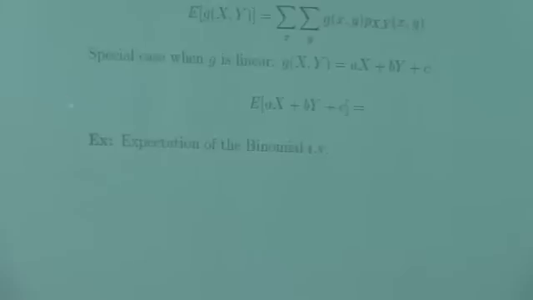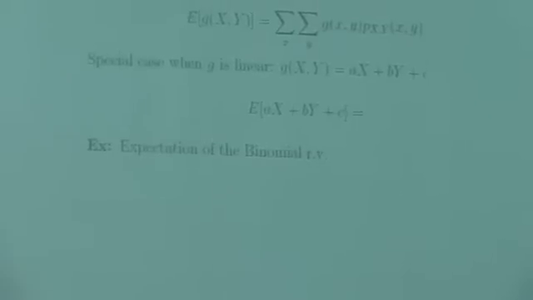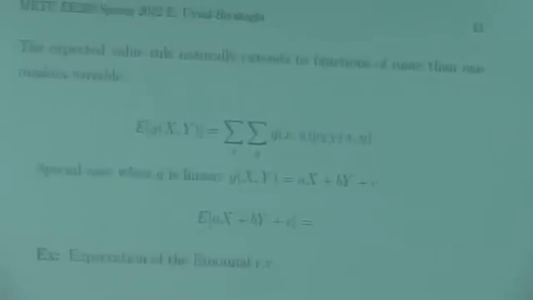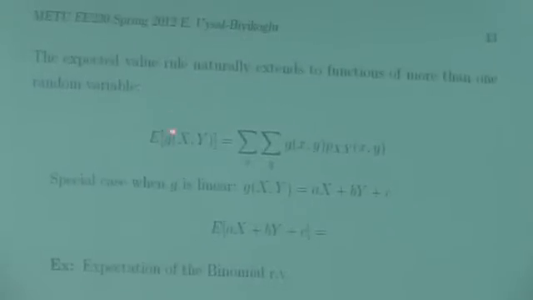Now, the expected value naturally extends to functions of more than one random variable. Okay. So, the expected value of g(X,Y) is found by summing over all x and y pairs. Now we have a double summation. We're dealing with two things, x and y, and we need to go through all values for this pair x,y. That's why we need two summations. g(x,y) times the probability of that x,y.